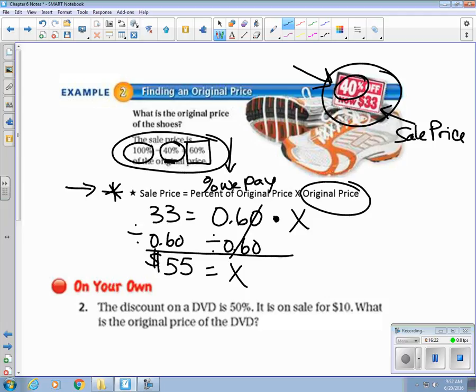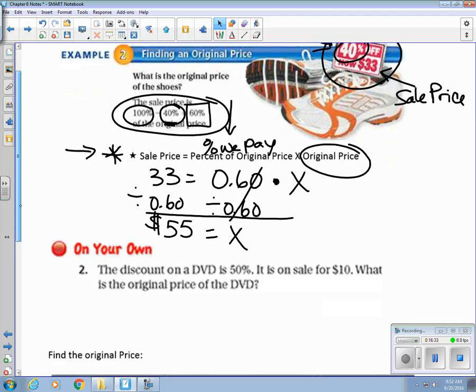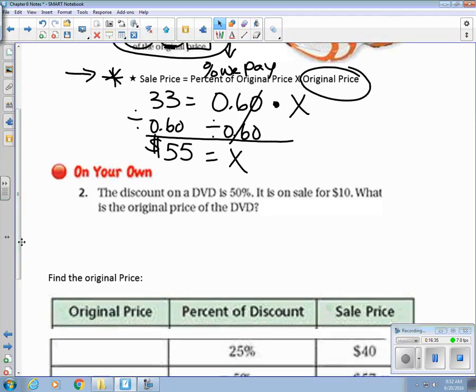It can help us find an original price, and it can also help us find a percent of discount. And that's probably going to be a problem that we'll see a little bit later in the lesson. But for now, use the example that I just did here to see if you can solve this next question on your own. Okay? So go ahead, pause the video, take care of this problem, come back, and check your solution.